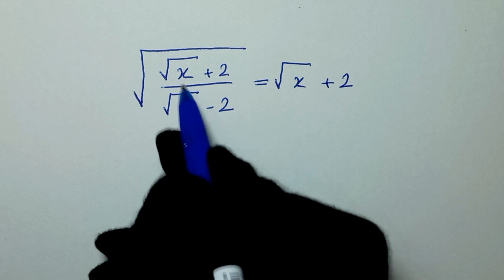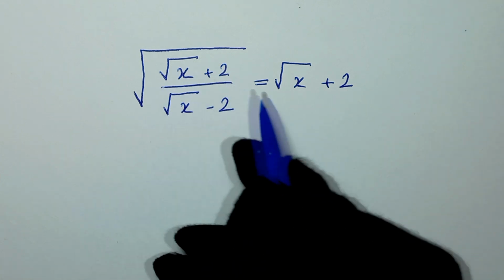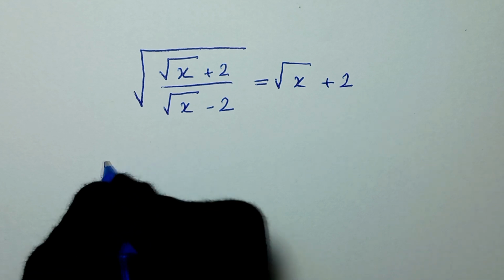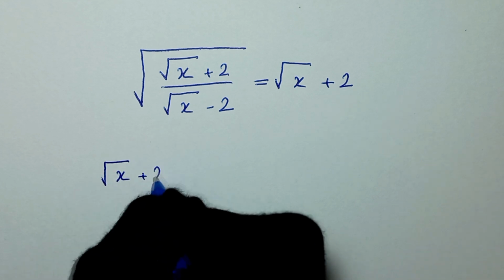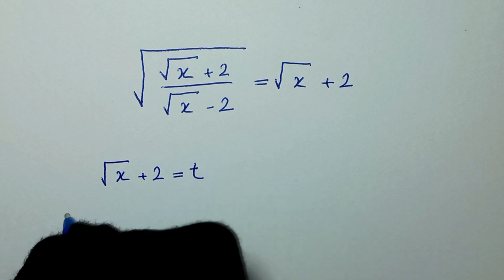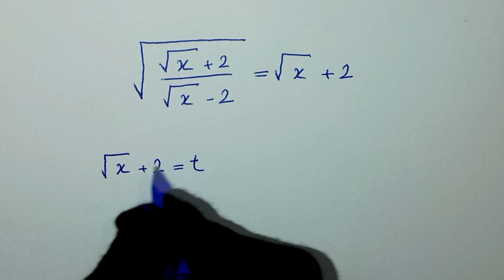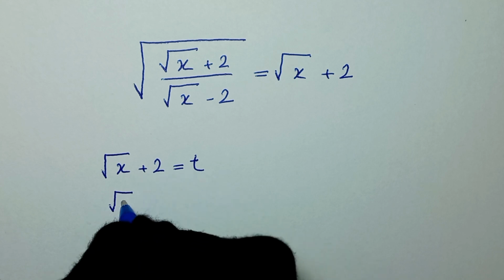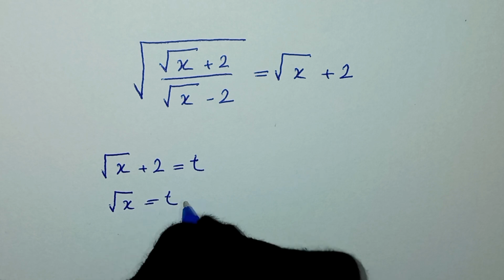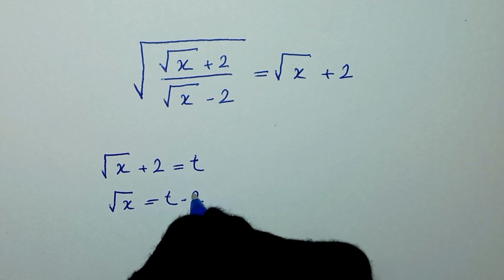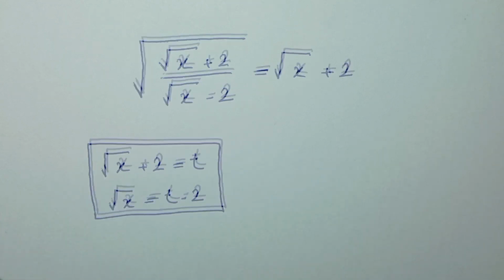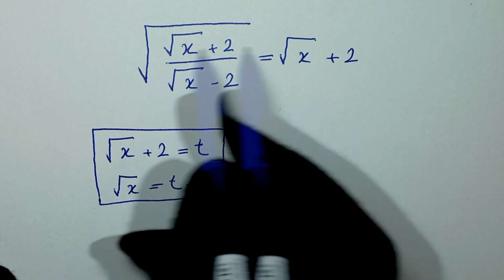In the first step, in here we have square root of x plus 2 and in here we have square root of x plus 2. So we take square root of x plus 2, we let this as t, okay, and in here square root of x, we take these two to the right side, it will be t minus 2. So we substitute this on this equation.